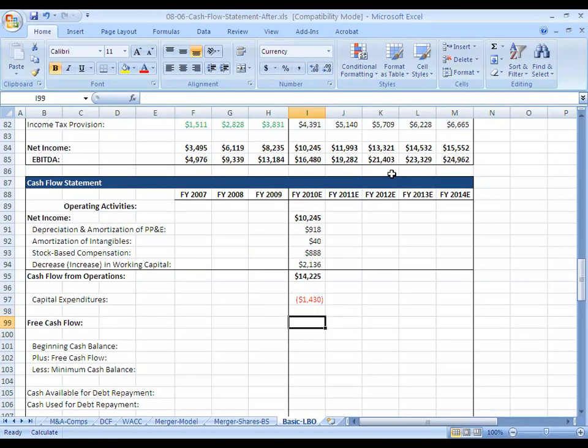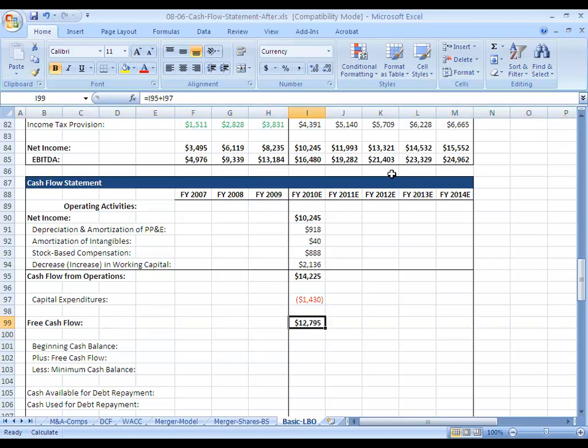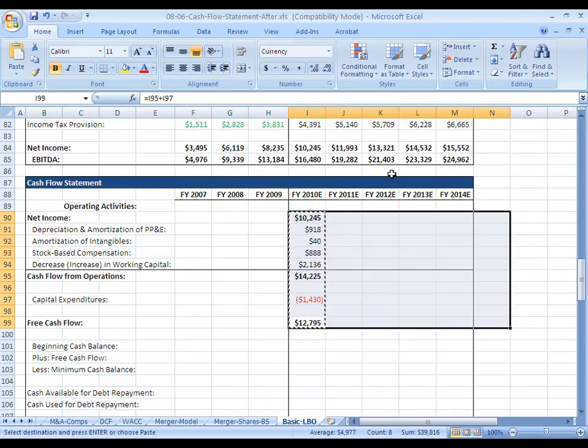So that gets us to free cash flow, which is defined as cash flow from operations minus capital expenditures. In this case, capital expenditures already has a negative sign, so we can just add this. And we get almost 13 billion worth of free cash flow. This number is extremely important because it's telling us how much Apple will actually have to repay some of the debt that it's taking on in this LBO. So I'm going to select these and copy them across with Alt ESF.